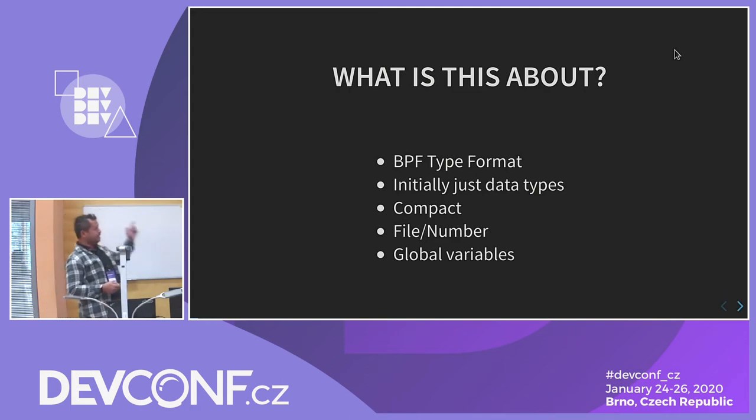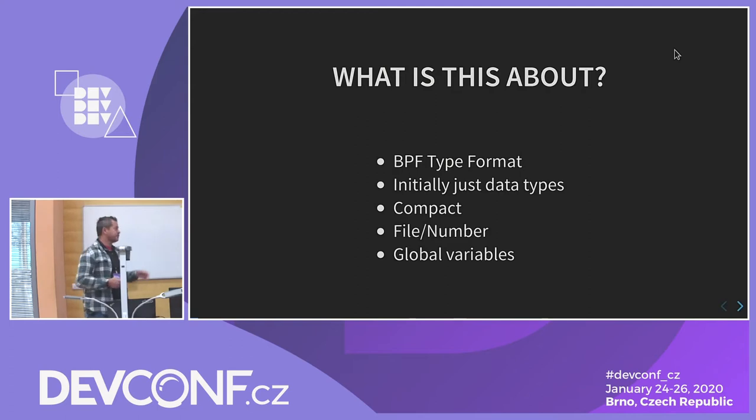So BTF started as a way to have a more compact type information, information about data structures, so that you could more easily create the BPF programs, so that the kernel can use this information to validate what the BPF programs are doing, and lots of other interesting things. It started with data types, but nowadays we have file information, the file name for that specific program, and line number information, so that you can do things like annotation when doing profiling.